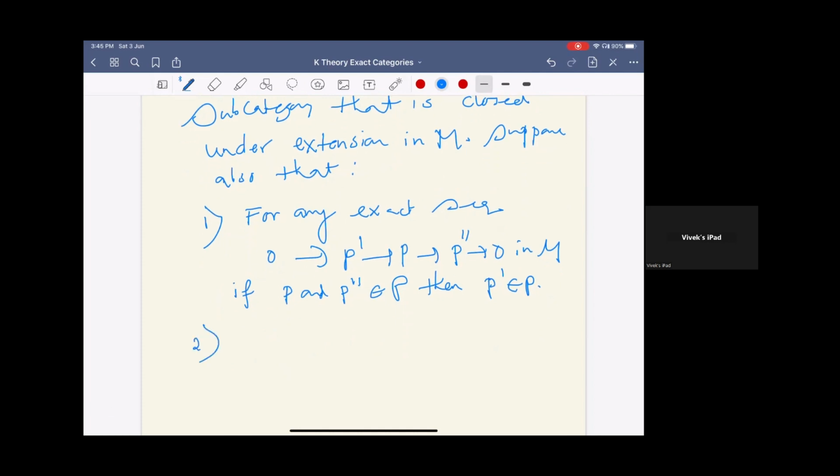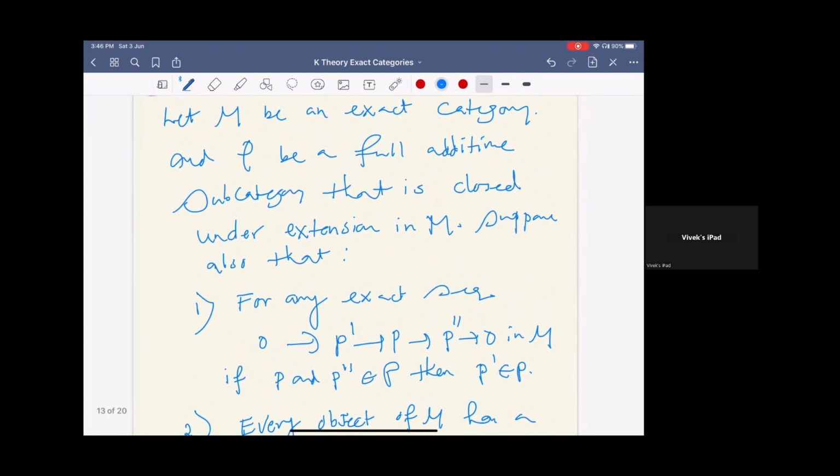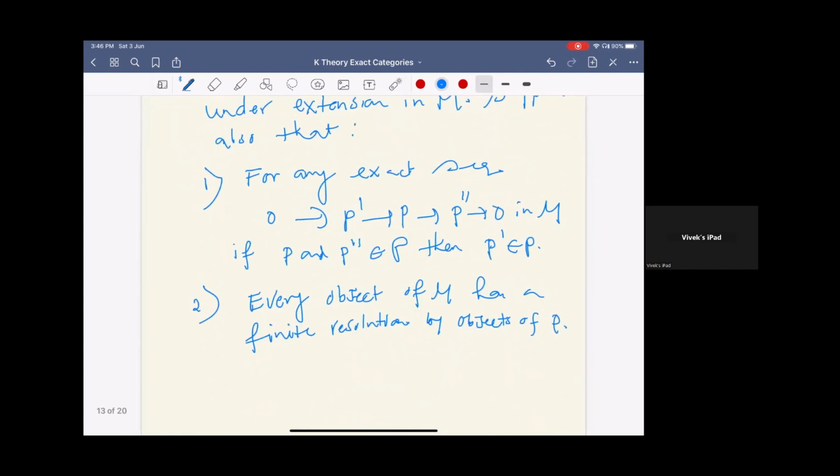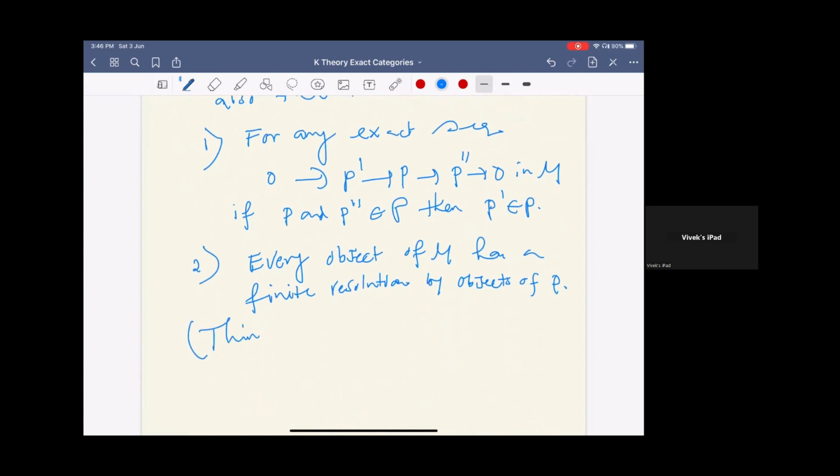The second property: every object of M has a finite resolution by objects of rho. So if you consider rho to be PR and M to be MR, now think in the back of your mind, you should think of PR and MR.